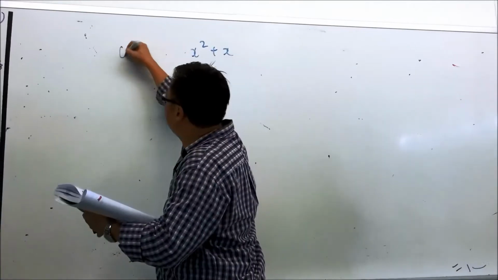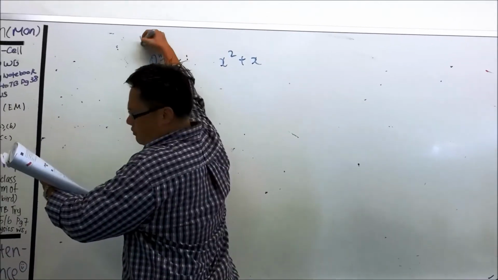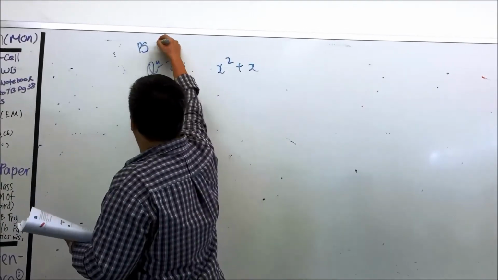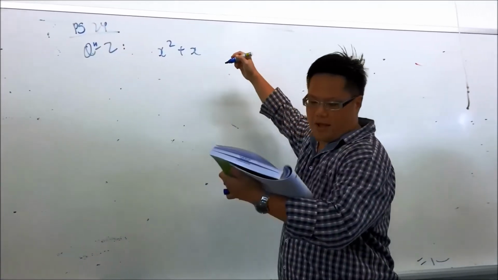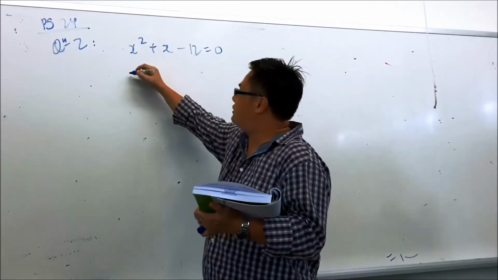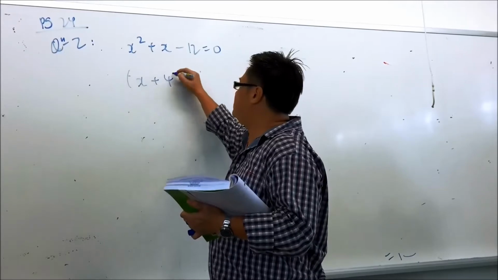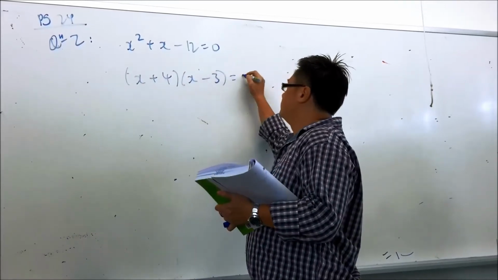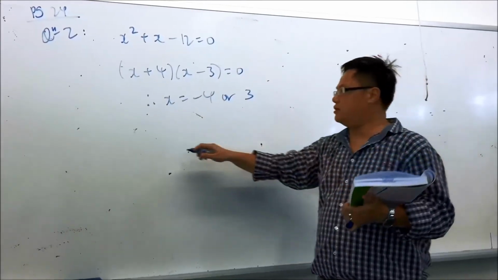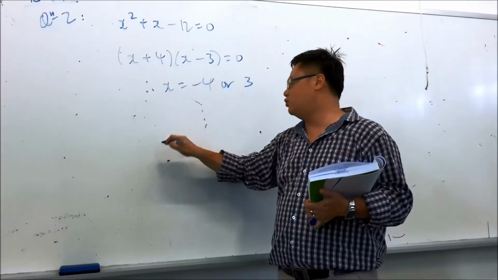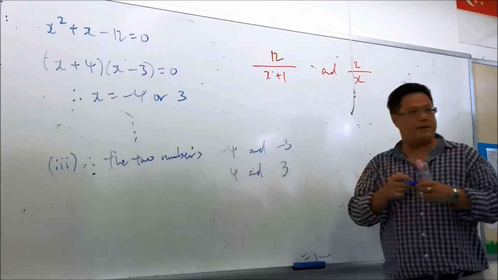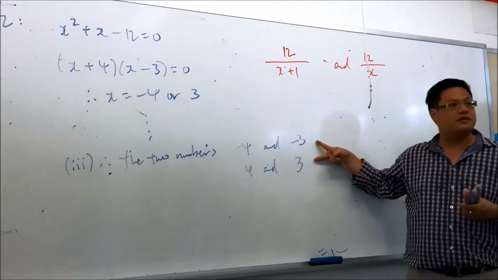Class X is question 2. This is found on page 24. Okay, x squared plus x minus 12 equals 0. And then over here, she attempted to factorize this. x is equal to minus 4 or 3. And then she answered the question. Therefore, the two numbers are minus 4, minus 3, and 4 and 3. Am I correct? You should have these two sets of numbers.